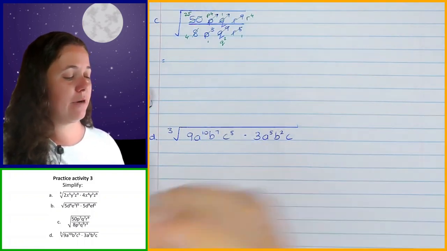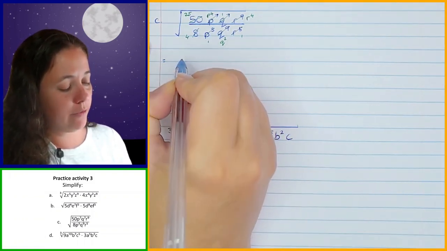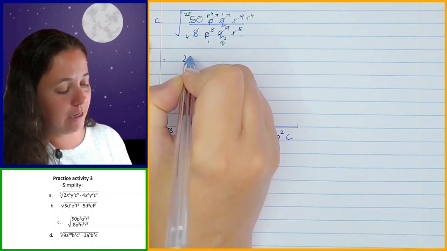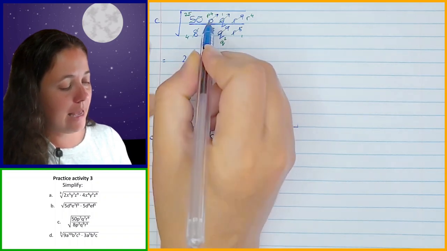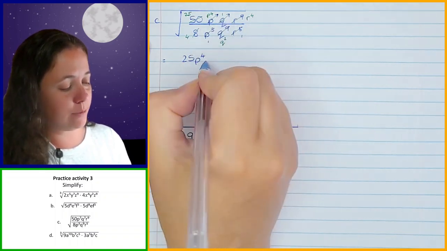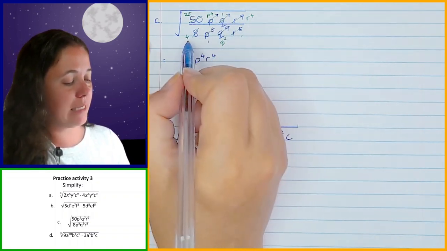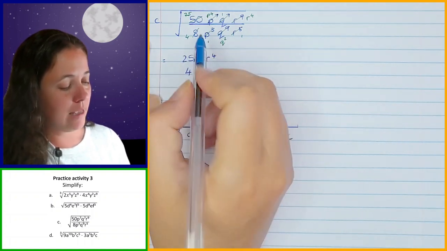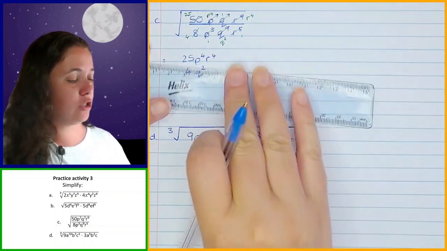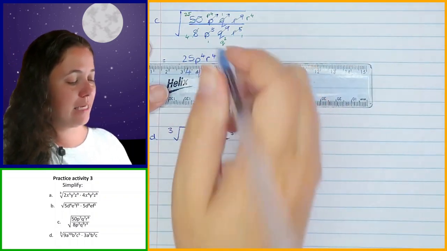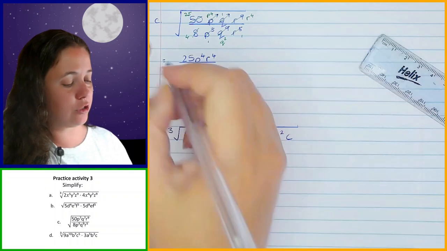So after I've simplified, this is what I end up with. On the top of my fraction, in my numerator, I have 25, then p to the power of 4, and that's 1, so I don't have to worry about it, and r to the power of 4. In my denominator, I've got a 4, then I've got q squared. So that's what my fraction looks like now, and that is what I'm going to be finding the square root of.